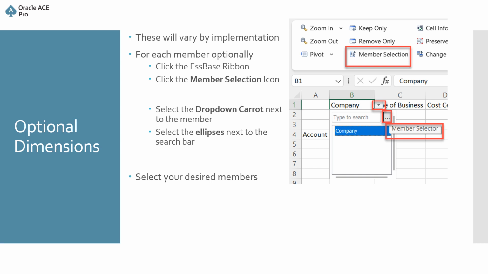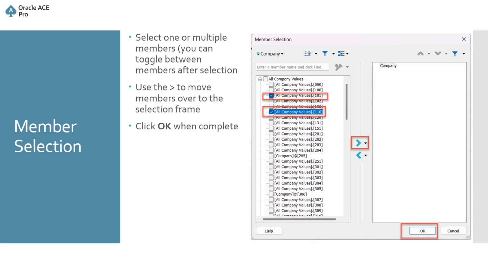If you click on the drop-down caret next to the member, you can also select the ellipses, and you select your desired members. Now, the really cool thing is when you select your members, you do have some options. You can select them individually. You can select parents. You actually can use formulas to select your members. The formulas generally, I say generally, because you can certainly use those formulas within here in SmartView, but my experience is that the formulas generally become more important when you're doing FRS reports.